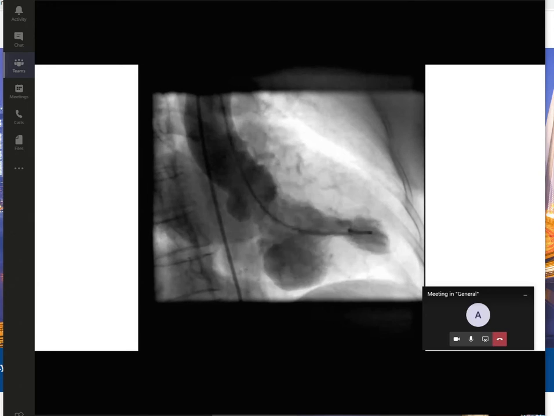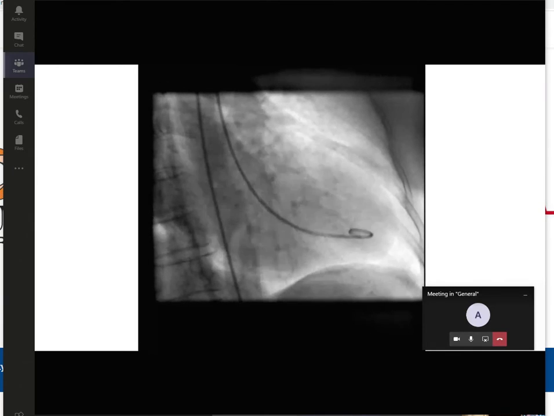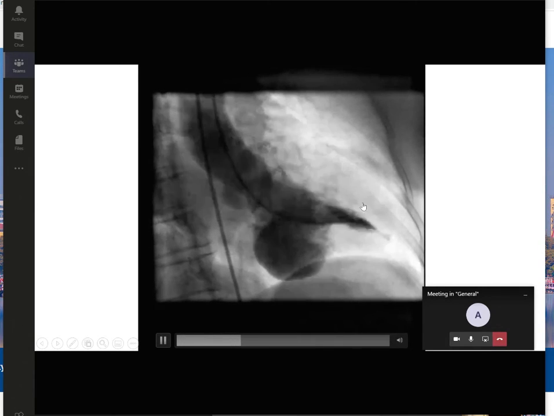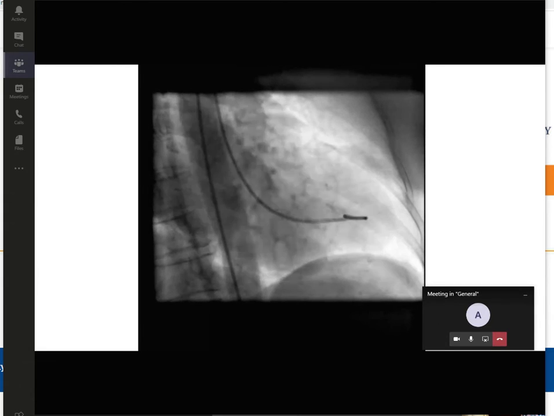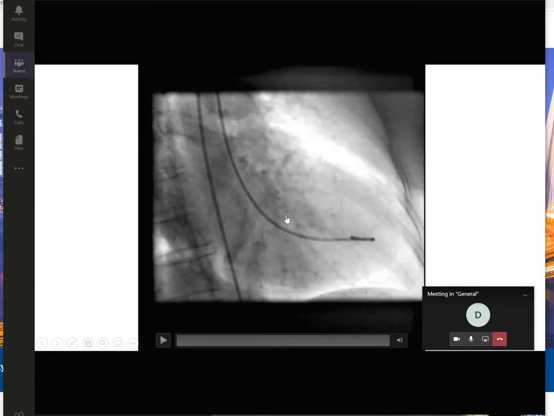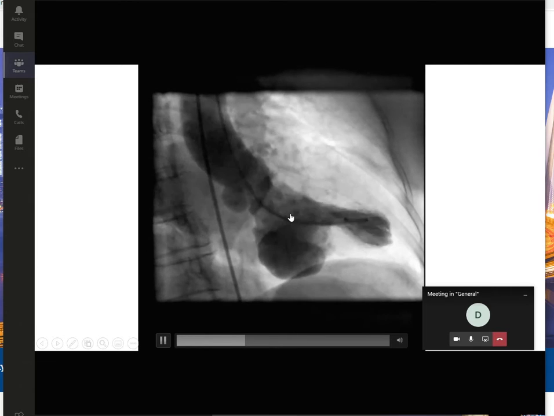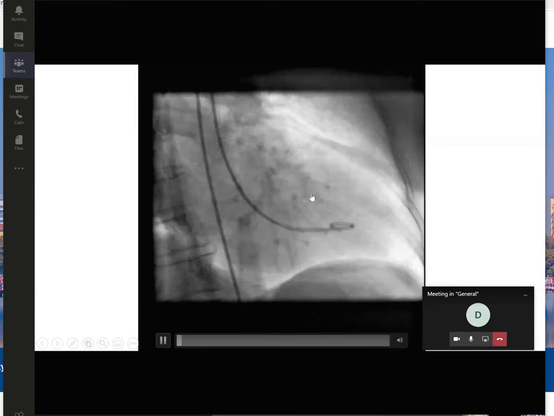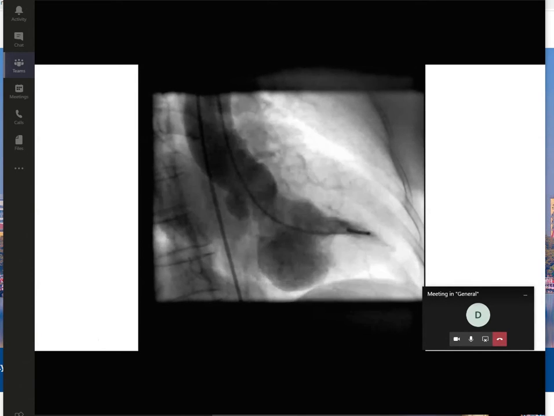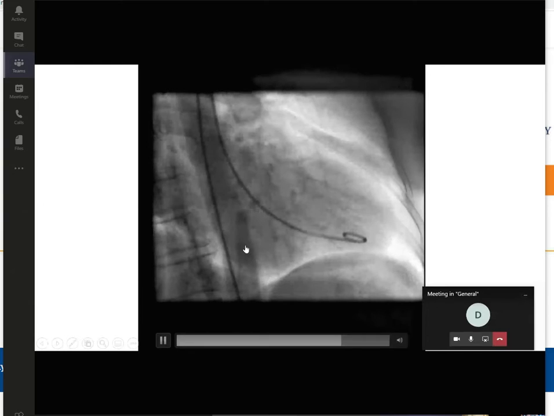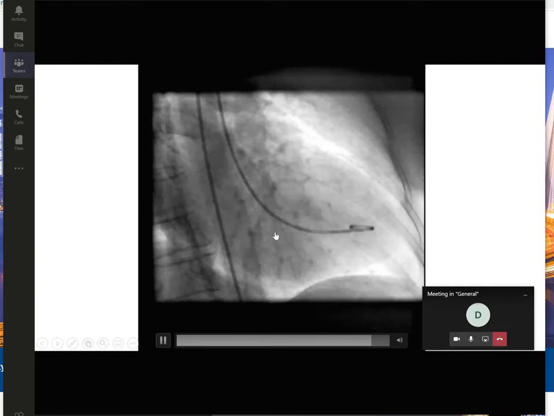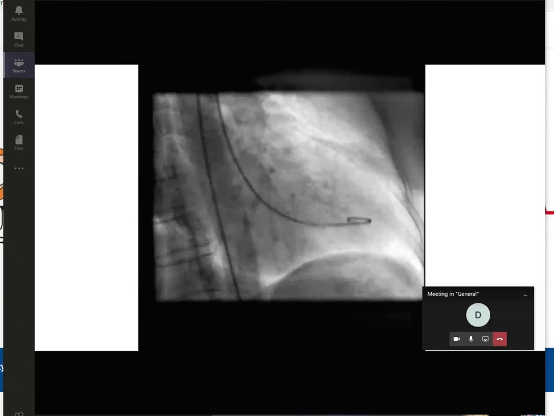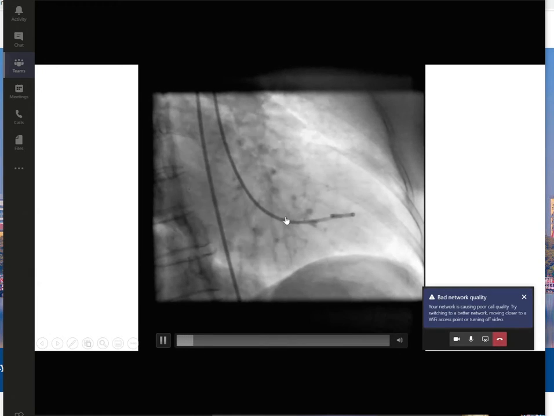Okay, what is this? Which view is this? A ballerina foot deformity, sir. Ballerina foot. In which condition? HOCM, sir. What is this then? Mid cavity of AV canal. Submitral aneurysm.